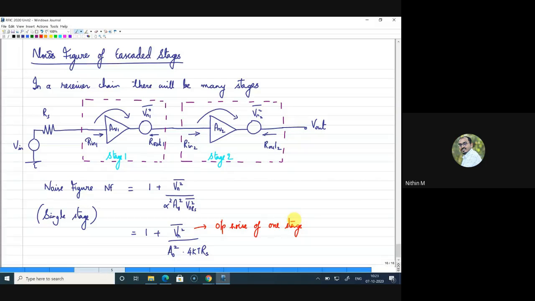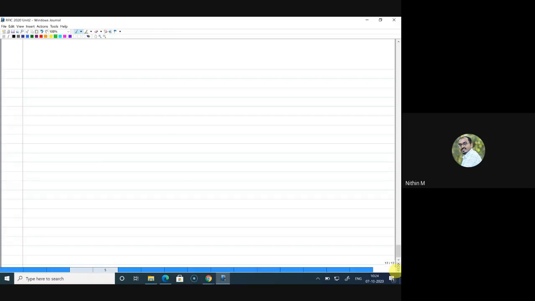Now, if you look at this cascaded system, what I'm going to do now is extend this noise figure formula for two stages. That means in this formula, I need to recalculate what Vn square is. Vn square is the output noise of one stage, so I need to find the output noise here. That is the first step. And the second step is I need to find A naught square, that is, the total gain or attenuation, the combination of gain and attenuation from input to output. These two things I need to evaluate separately. So let me start with that.